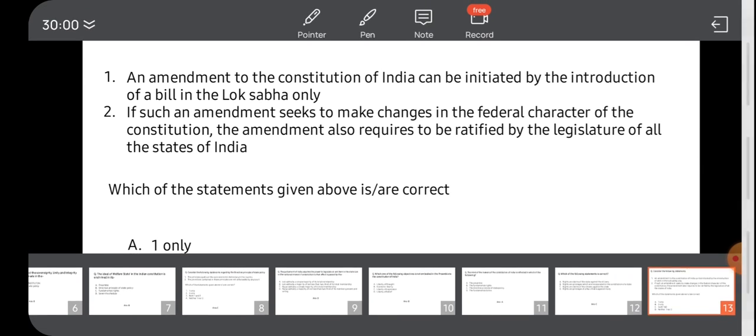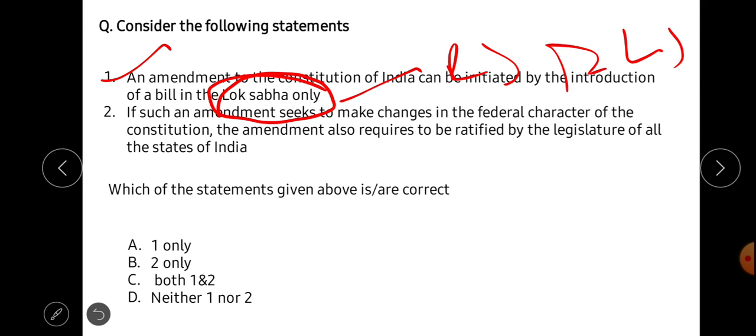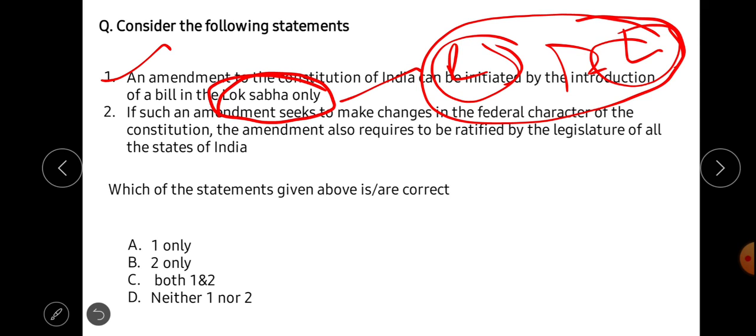I told you why it is neither. If you consider the first statement, an amendment to the Constitution of India can be initiated by the introduction of a bill in the Lok Sabha only. So it will be wrong in both houses, that means Rajya Sabha and Lok Sabha. It can't be introduced in the Lok Sabha only. It should be introduced in both the houses of Parliament, or either house of Parliament. That means Rajya Sabha or Lok Sabha.